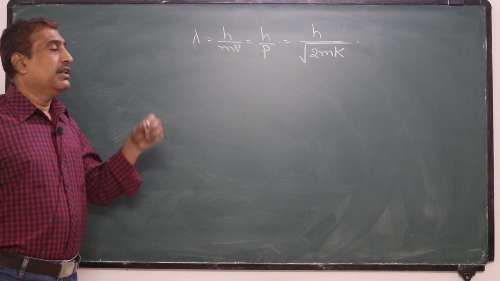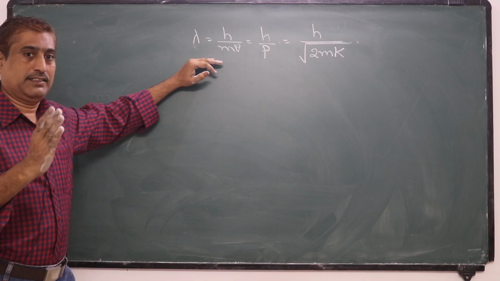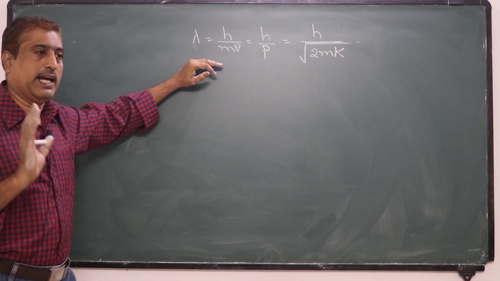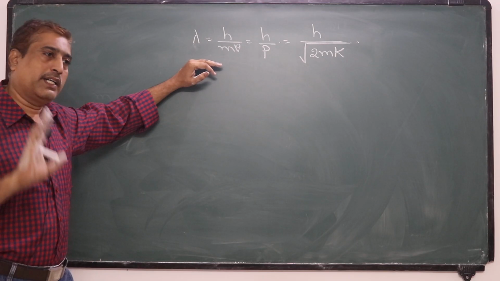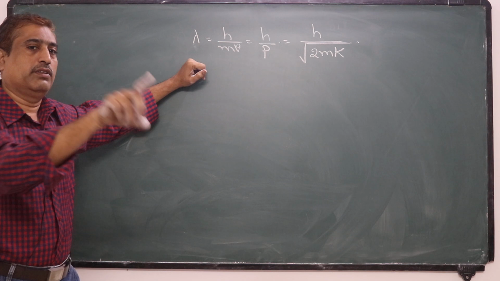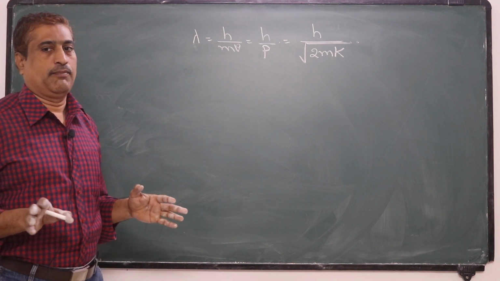Now, according to de Broglie, as radiation, which is a wave, is exhibiting particle nature, particles also, moving particles or moving objects, are associated with a wave; they also exhibit wave nature. That is the de Broglie hypothesis.